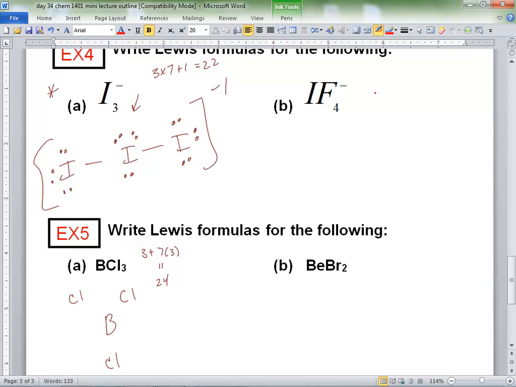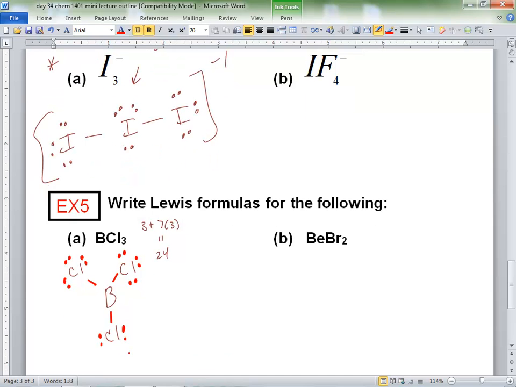So then all of them have 8, and then this one has 2. And don't forget the brackets and the plus. Yeah, subtract 1 from the total. 42. Yep.